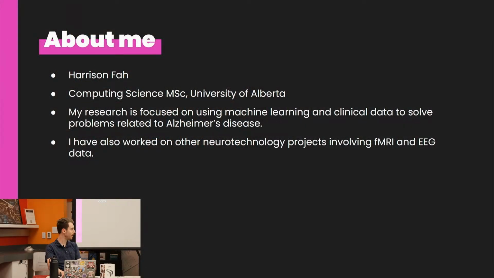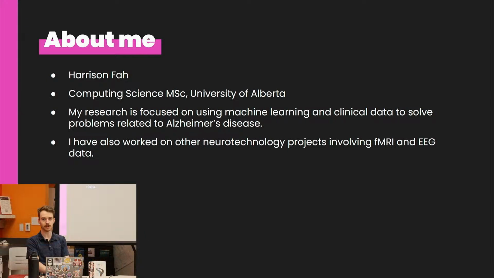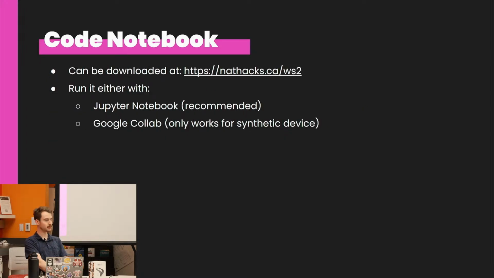Just first off, quick bit about me. My name is Harrison Fa. I'm a computing science master's student here at the University of Alberta. My research mainly focuses on using machine learning with clinical data to solve problems related to Alzheimer's disease, but I have also worked on other neurotechnology projects involving both fMRI data and EEG data, in which I have used BrainFlow for the EEG projects.